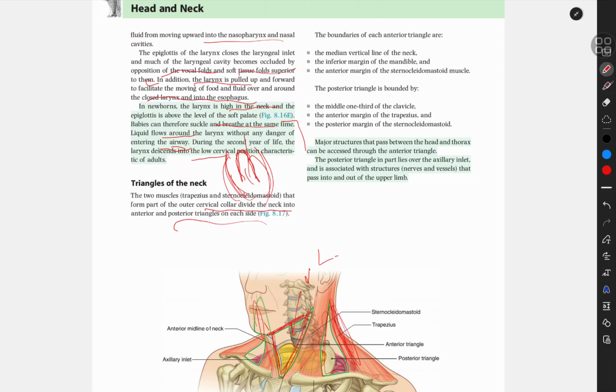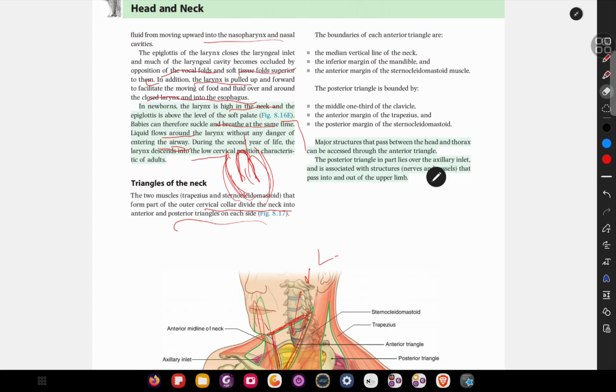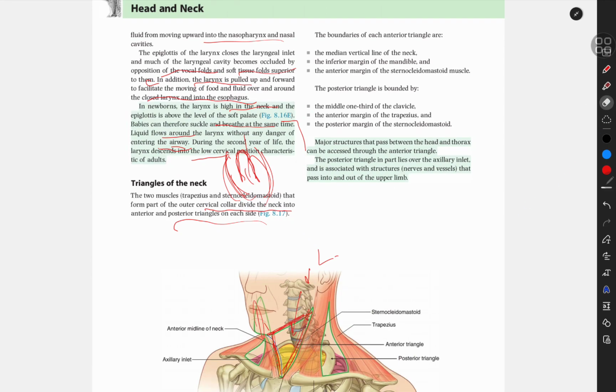Here is the posterior triangle. Its boundaries are the sternocleidomastoid muscle, the middle 1/3 of the clavicle, and the trapezius muscle: the middle 1/3 of the clavicle, the anterior margin of the trapezius, and the posterior margin of the sternocleidomastoid.